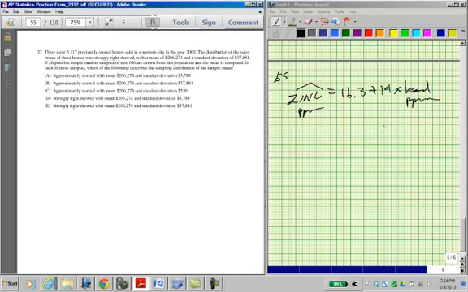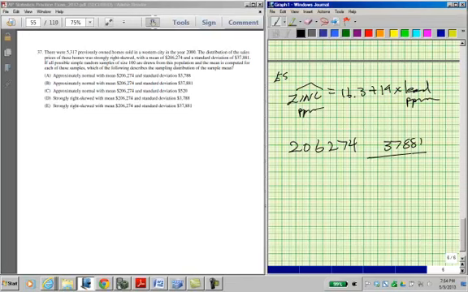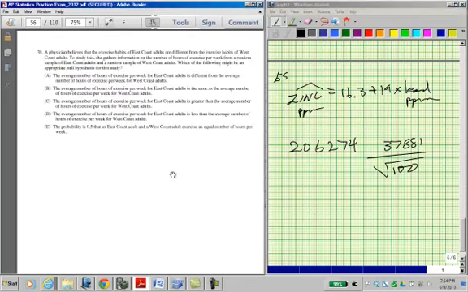So we're going to have an approximately normal distribution, and the mean will be the population mean 206,274, and the standard deviation is going to be 37881 divided by the square root of n, which is 100, so the square root is 10, so it's just going to be 3788. So the answer for 37 is A. Another one of those problems that you can do in your head.